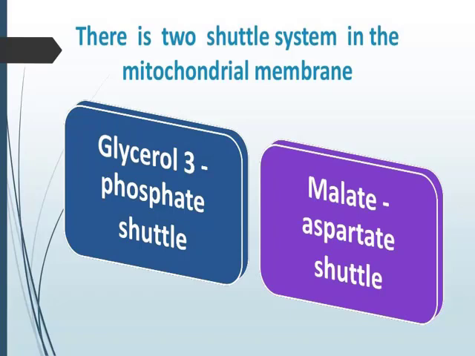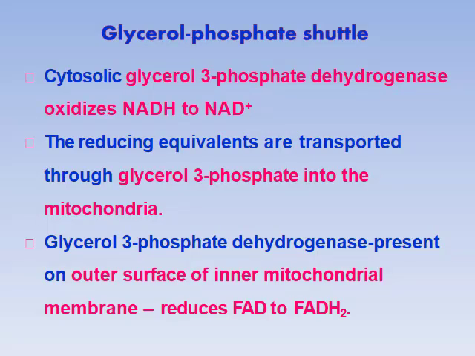We have two shuttle systems. One of them is called the glycerol 3-phosphate shuttle. The other one is called the malate aspartate shuttle. The glycerol 3-phosphate shuttle includes the enzyme glycerol 3-phosphate dehydrogenase, which is found in the cytoplasm. It converts the NADH, which cannot enter through the membrane, into NAD plus.